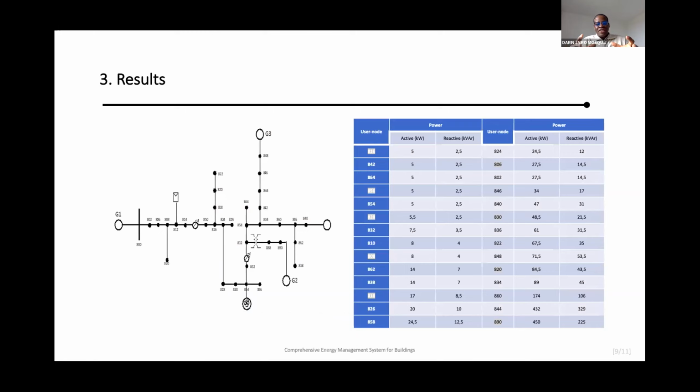All the control system for building load uses a 34-node test network. Here is a table where you can see the characteristics of the load. Here we indicate the active and reactive power of each load. In gray, we have included the building loads that are managed by the comparative management system.